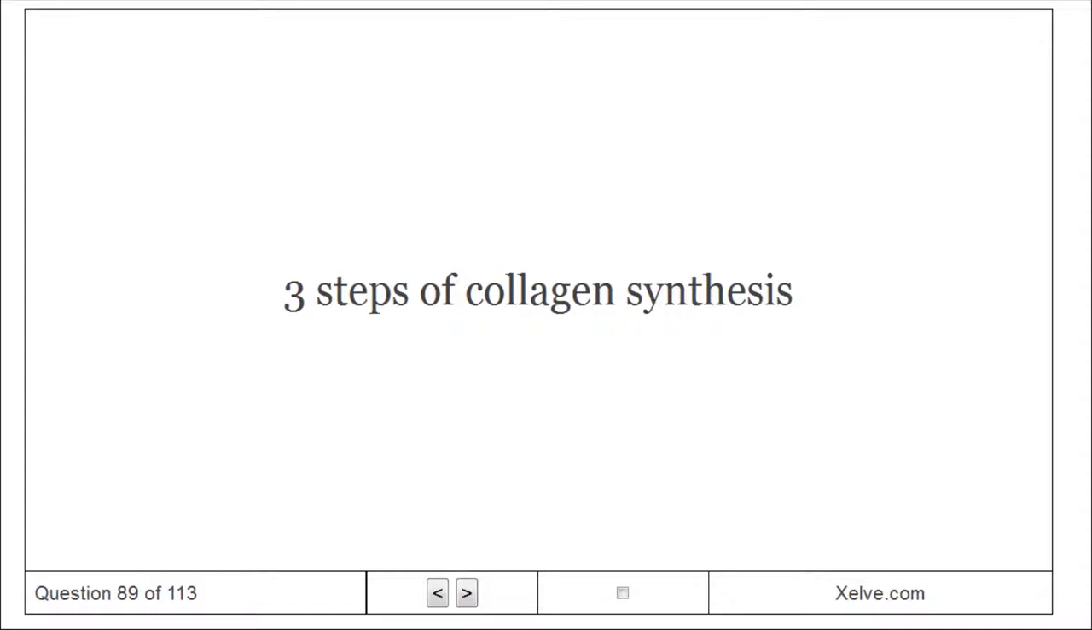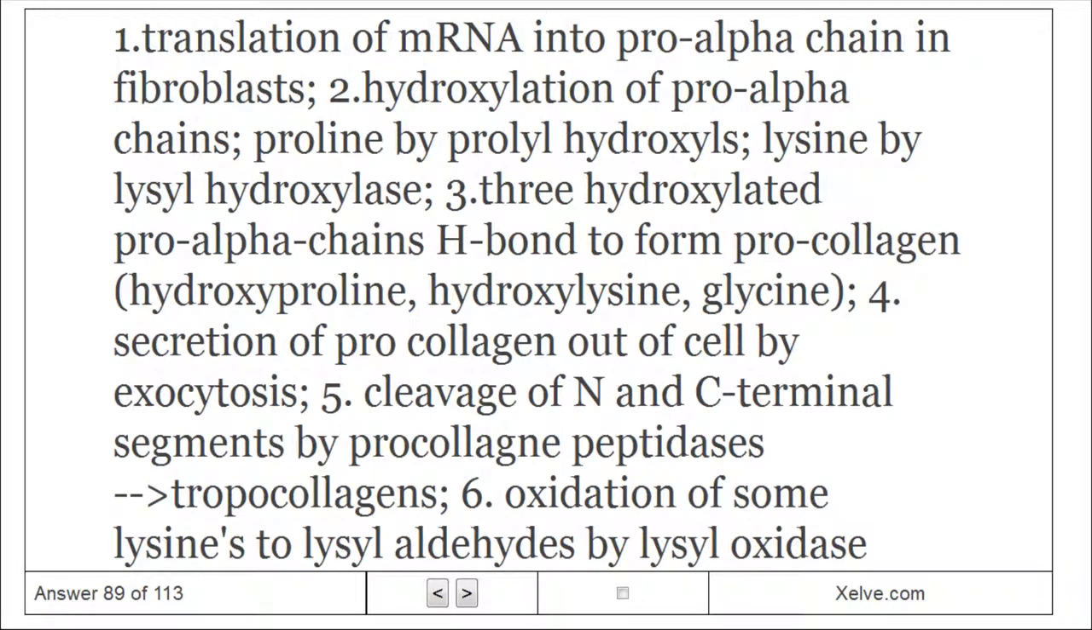Steps of collagen synthesis. 1. Translation of mRNA into pro-alpha chain in fibroblasts. 2. Hydroxylation of pro-alpha chains: proline by prolyl hydroxylase, lysine by lysyl hydroxylase. 3. Hydroxylated pro-alpha chains H-bond to form procollagen: hydroxyproline, hydroxylysine, glycine.